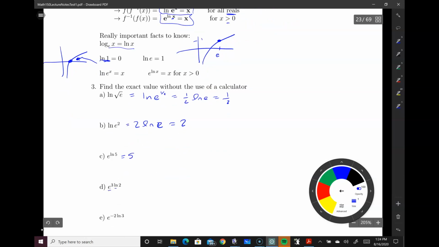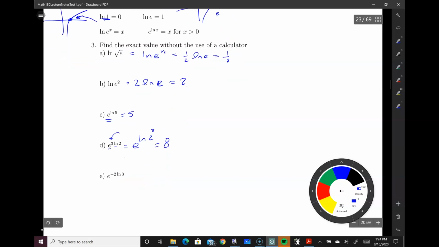I'd like to cancel this e and ln like I just did here, but this 3 needs to be moved first. So it's ln of 2 cubed. Put that 3 up in the exponent of the 2. Now the e and the ln will cancel, and so I get 2 cubed, or 8. Same thing here. I need to move that -2 before I can cancel the e and the ln. So if I move that -2, then the e and the ln cancel, so I get 3 to the -2, which is the same thing as saying 1/9.